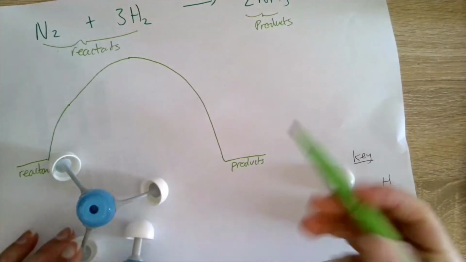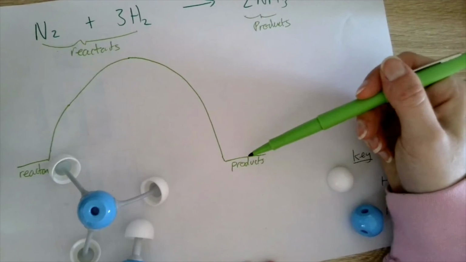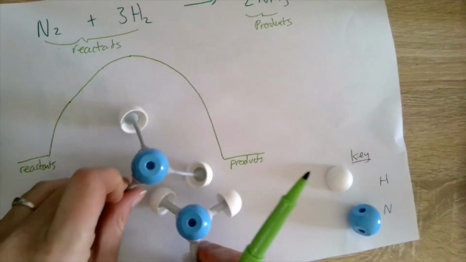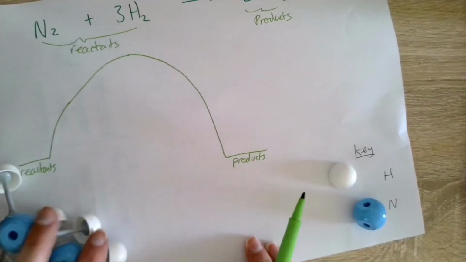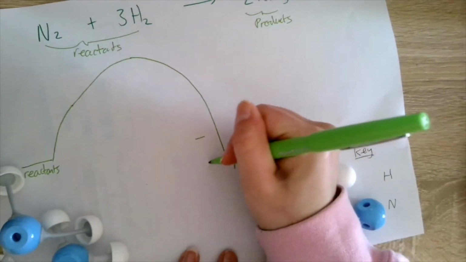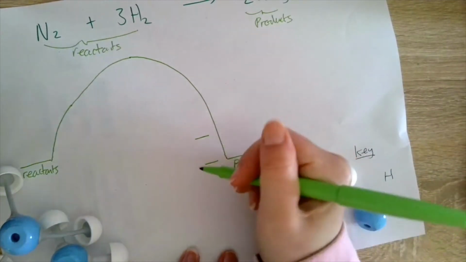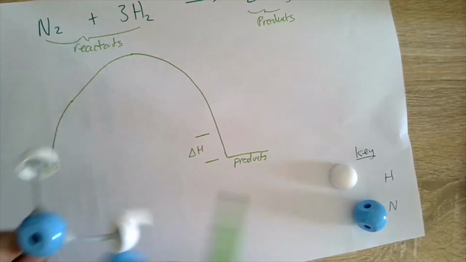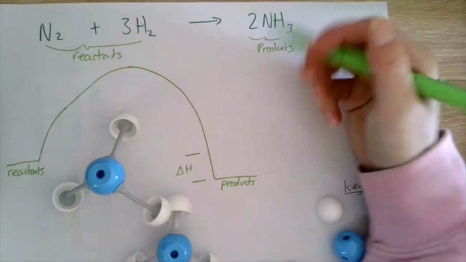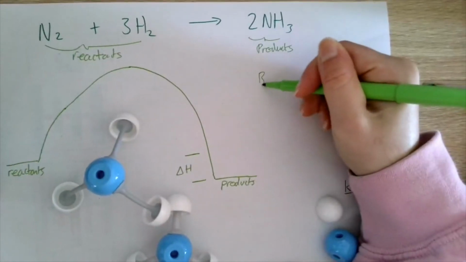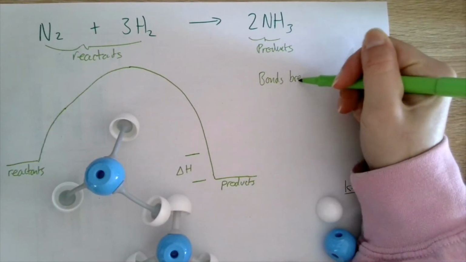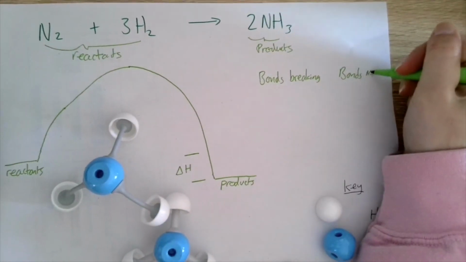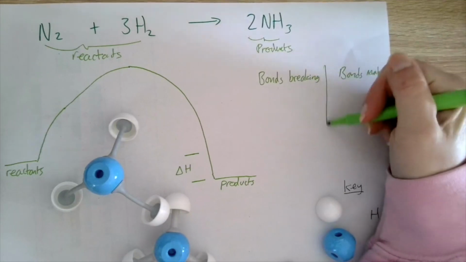Again, without data, I don't really know whether the products are lower or higher than the reactants until I start looking at numbers, which is what we're going to do now. But remembering that we're looking at what our change in energy is between our reactants and our products. So again, setting up our working so that we've got our bonds breaking on one side and our bonds making on the other side.